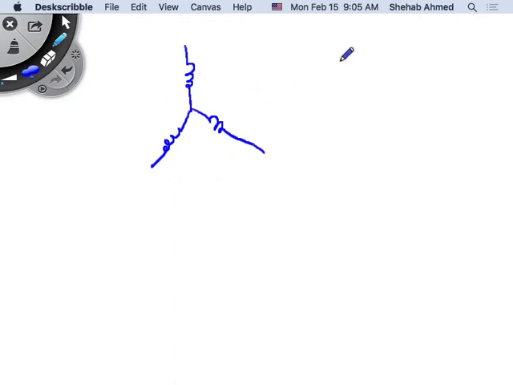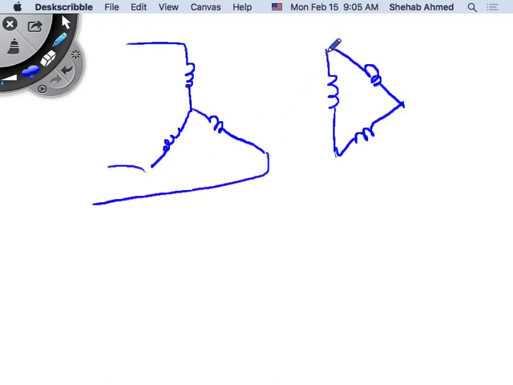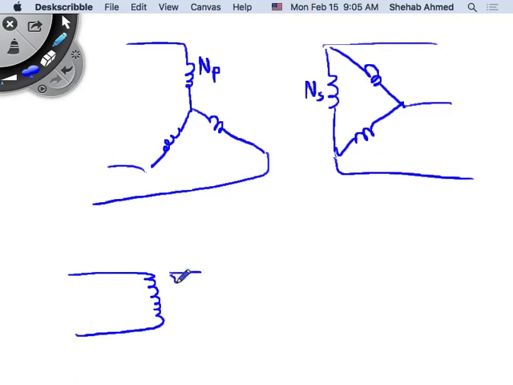So I want to convert this star-delta transformer to a single phase equivalent. This is my voltage, my primary, and this is my secondary. This winding and this winding are on the same core. I would say this has primary turns NP. This has secondary turns NS, right? This is physically what's there. If it was a star-star transformer, now let me draw my single phase equivalent circuit. I have to put a ratio.